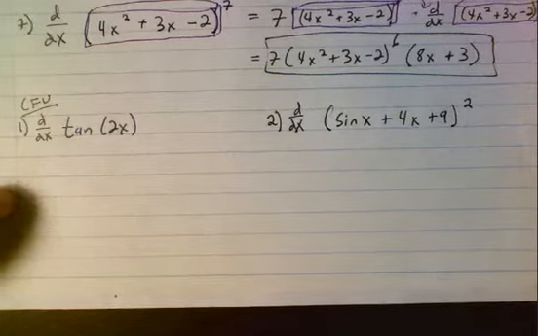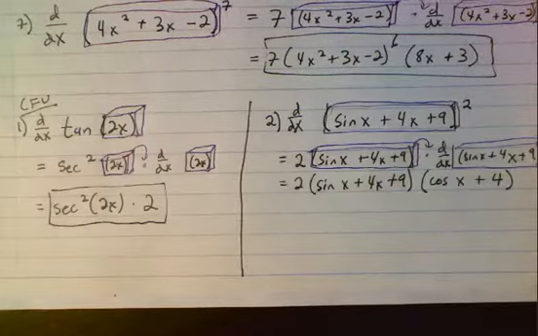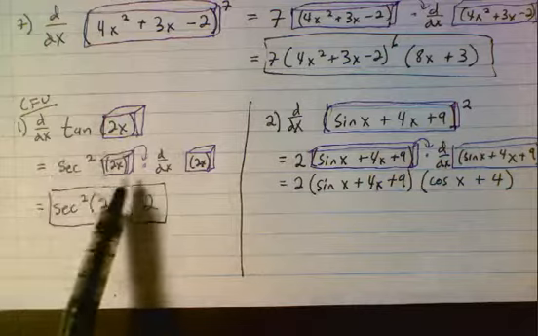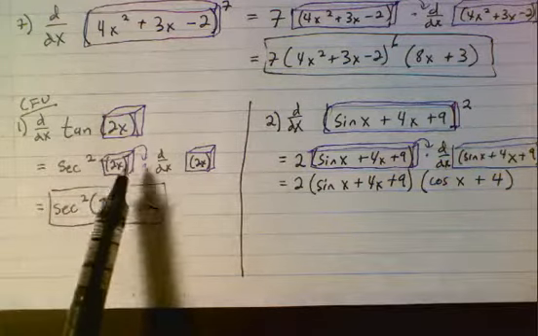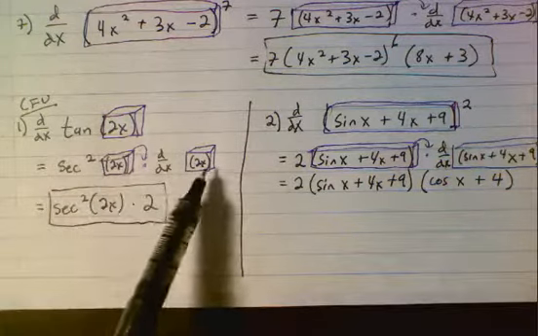Okay, here's what I saw. I saw we had a trigonometric function, so there's a box right there. We take the derivative of tangent, which is secant squared of whatever is in the box, and then we multiply that by the derivative of whatever is in the box. The derivative of 2x is 2, so our final answer is secant squared 2x times 2.